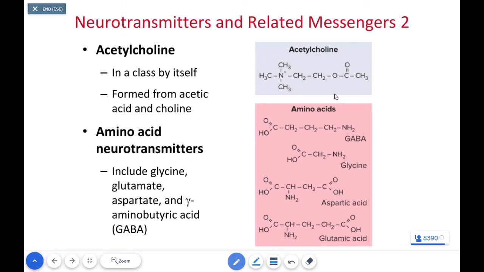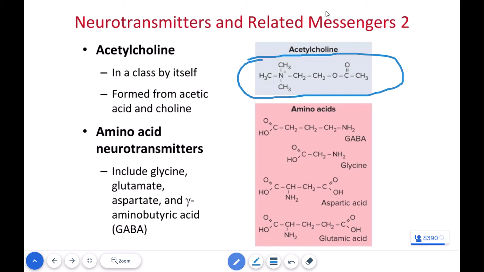Acetylcholine is formed from acetic acid and a choline molecule. Here's the molecular structure of acetylcholine. And as we look at this, acetylcholine is broken apart by an enzyme referred to as acetylcholinesterase. It will cleave the acetylcholine at the ester bond right here, leaving acetic acid and a choline molecule left over.